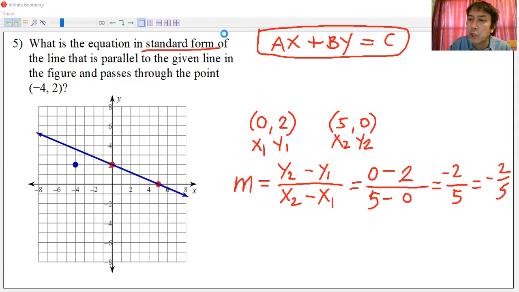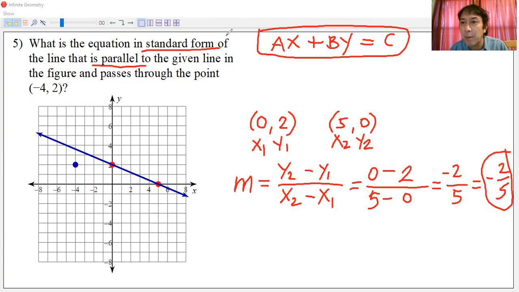So this is the required slope, okay? This is the required slope. And so we now have the slope, -2/5. We shall now use the given point -4, 2 and come up with the equation, okay? All right, so we're done computing the required slope. Remember, we're after another parallel, so we will have to use the computed slope, -2/5, this computed value here.